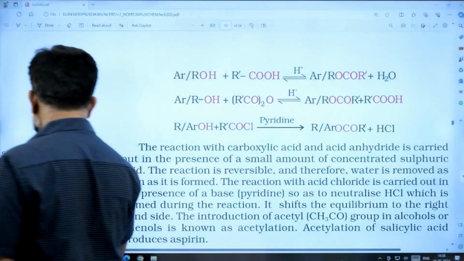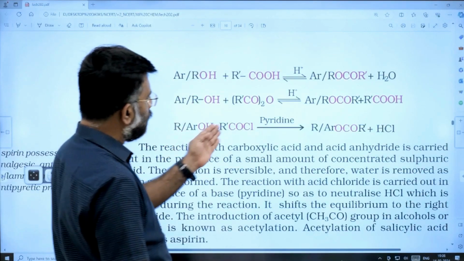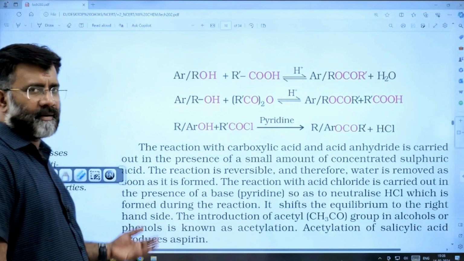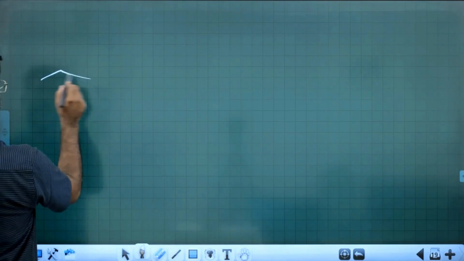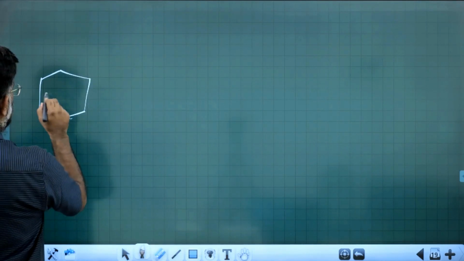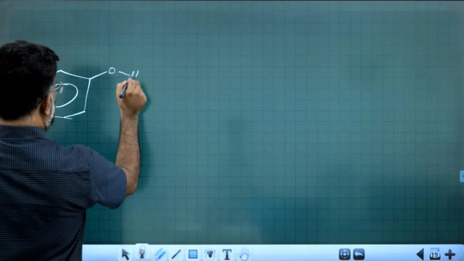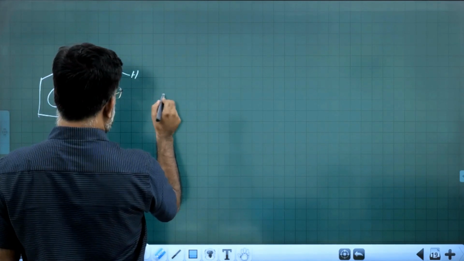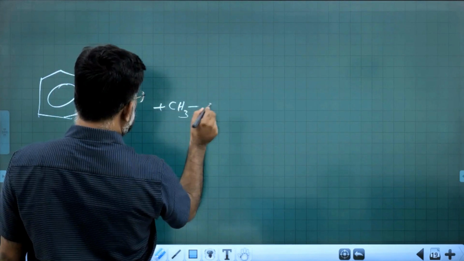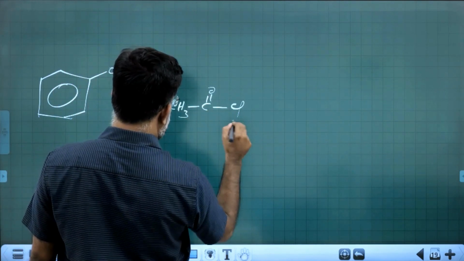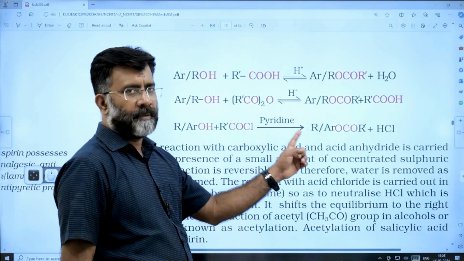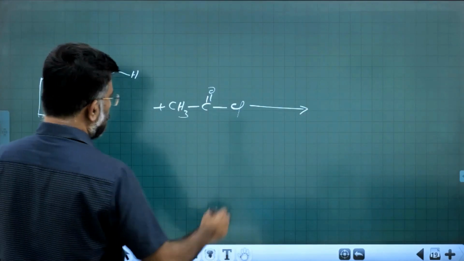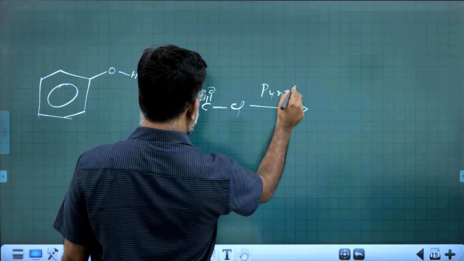Or it may be alcohol or phenol with an acid chloride. I am taking alcohol or phenol, anything you can take. Say I am taking phenol this time. This is phenol interacting with the acid chloride, acetyl chloride, where the reaction happens in the presence of pyridine. Let's see why pyridine.